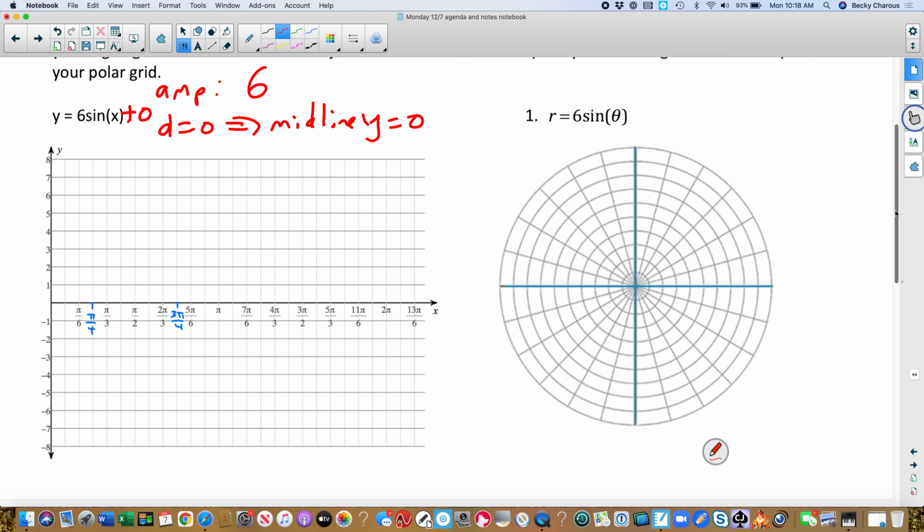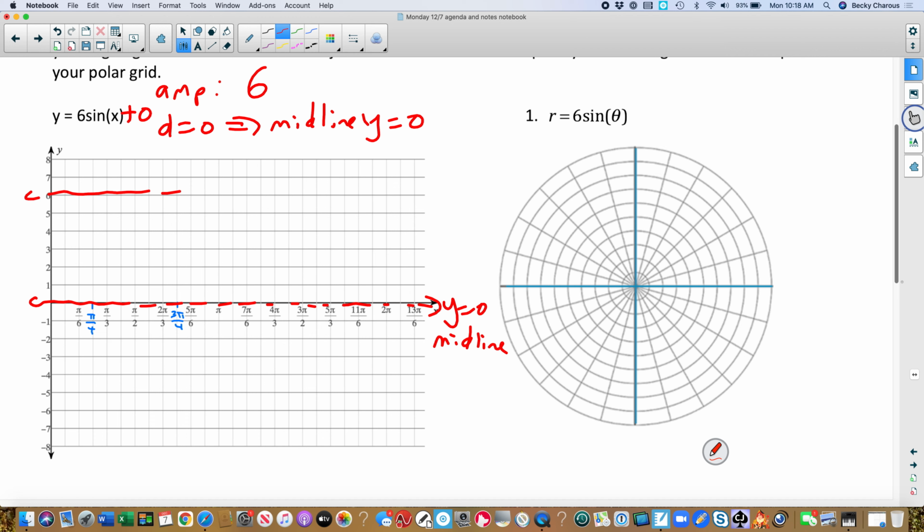Okay, so if I want to go ahead and graph this, what should I do? Draw a dotted line at 6 and negative 6. Good. So first I'm going to do the midline. That was implicit in what you said. Right, so this is y equals 0. That's our middle. So I always start with the midline, right? And then you go up and down the amplitude from the midline. So I'm going to go up 6.